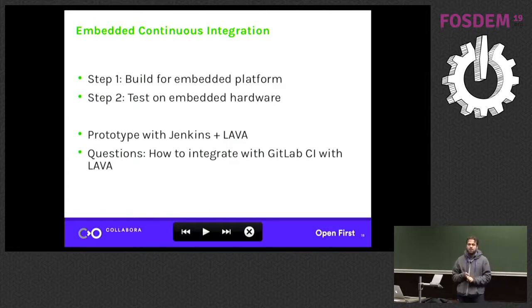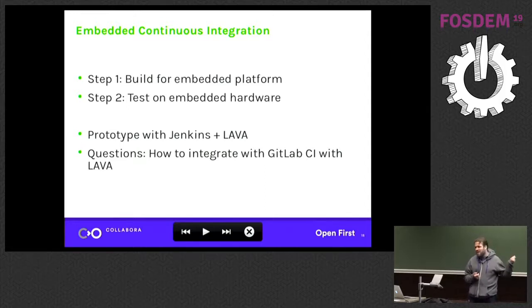We've built a prototype using a Raspberry Pi. The prototype used Jenkins and LAVA. So Jenkins to do the build and LAVA to actually run on the device. Our goal would be to replace Jenkins with GitLab CI here, so that we can actually integrate it nicely in our CI.